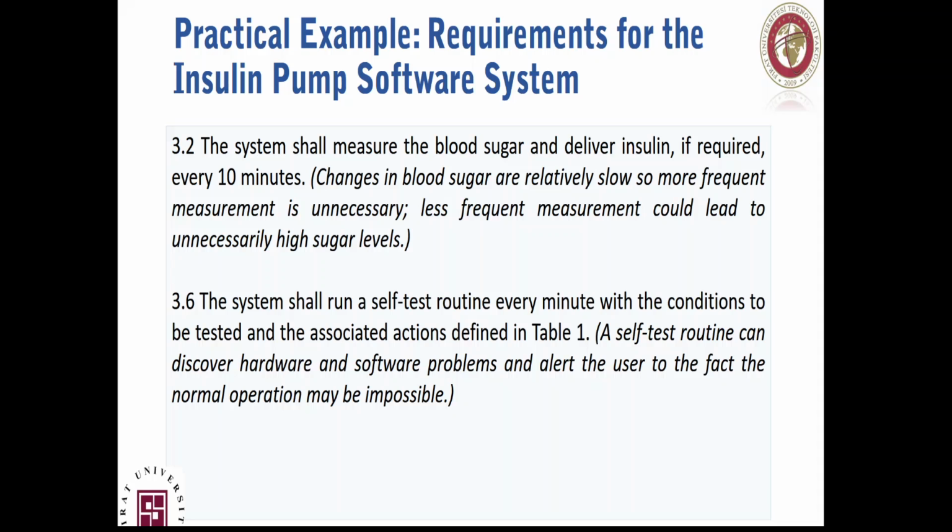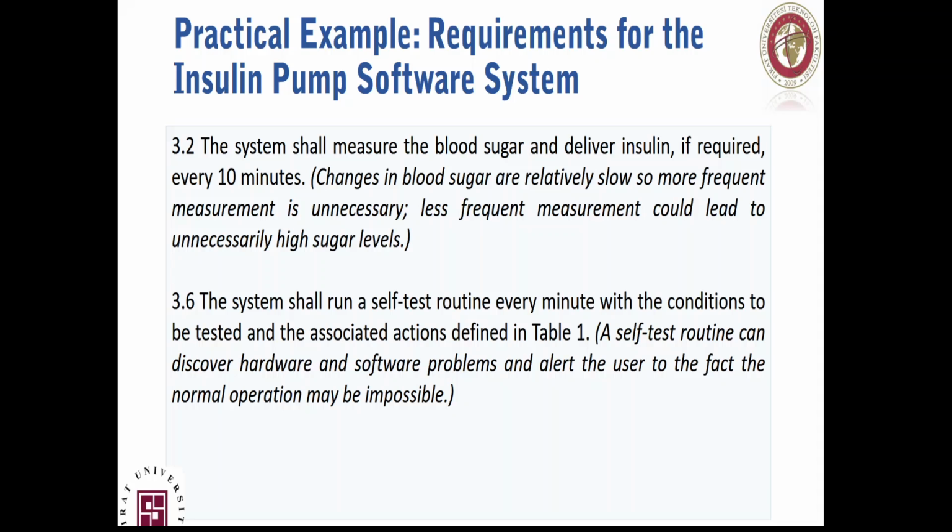The system shall, so this is mandatory, it's a must, measure the blood sugar and deliver insulin. That means it's a must for the system to measure the blood sugar, and it's a must to deliver the insulin, or the dose of the insulin, if required, every 10 minutes. So the measurement is done every 10 minutes, and that's how the system monitors the sugar level in the blood.